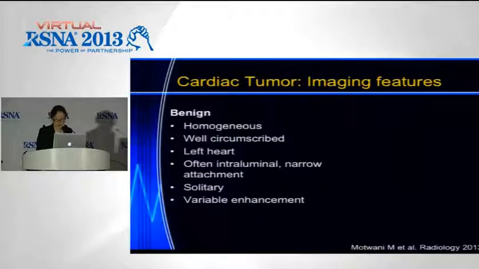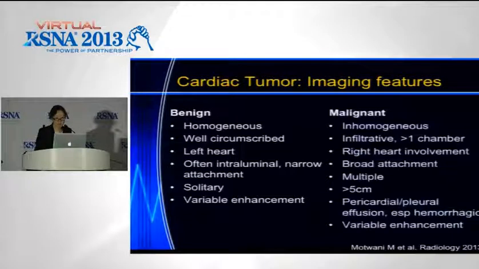with variable enhancement. On the other hand, malignant lesions are more likely to be inhomogeneous, they are more infiltrative, they can involve more than one chamber, and they like the right heart better than the left. They tend to have a more broad attachment, they can be multiple, and they're usually large at diagnosis. If we see a hemorrhagic pericardial or pleural effusion, that's an indication we're dealing with something malignant, and again, they can display variable enhancement depending on their histology.